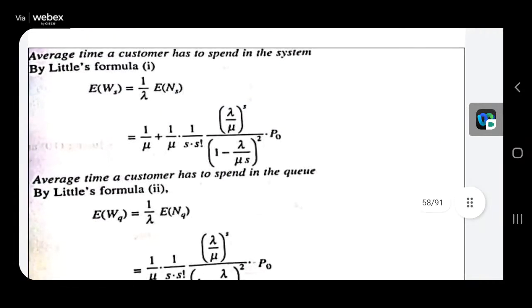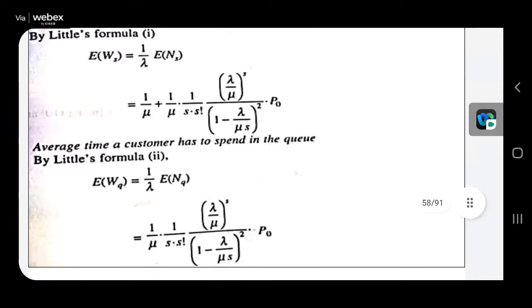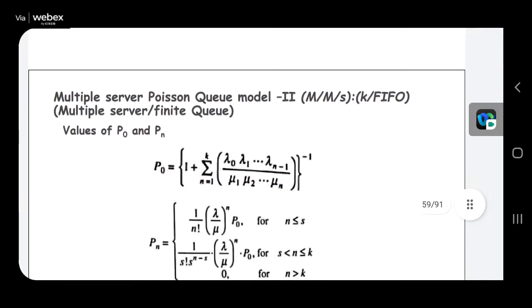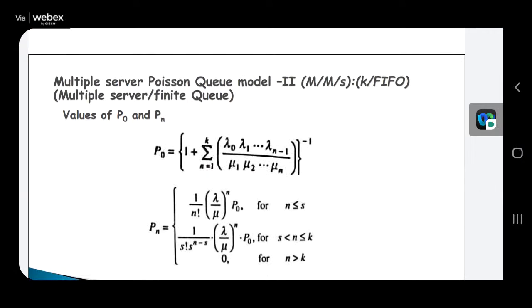Next, the average time a customer has to spend in the system, and the average time a customer has to spend in the queue. Those two are also very important. So that's about your MMS infinite FIFO model. Now the MMS K FIFO model means there are S servers and also my queue length is limited to K. That means after K, the K plus 1th person is not allowed to enter the system in any case.